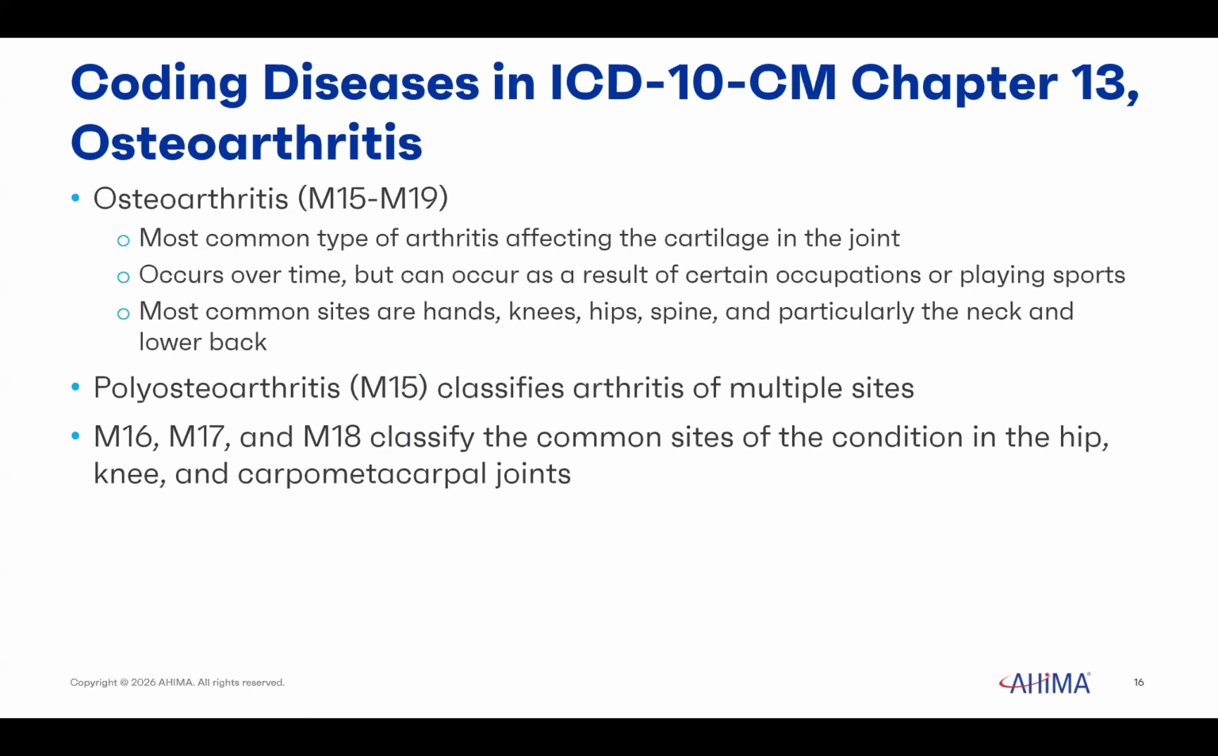Osteoarthritis is, on the other hand, the most common form of degenerative joint condition. It appears more often with age or repeated stress. In coding, you'll need to identify the specific joint involved. This could be the hips, the knees, hands, whatever. And they're different code categories. We also have polyosteoarthritis, which is arthritis of multiple sites.